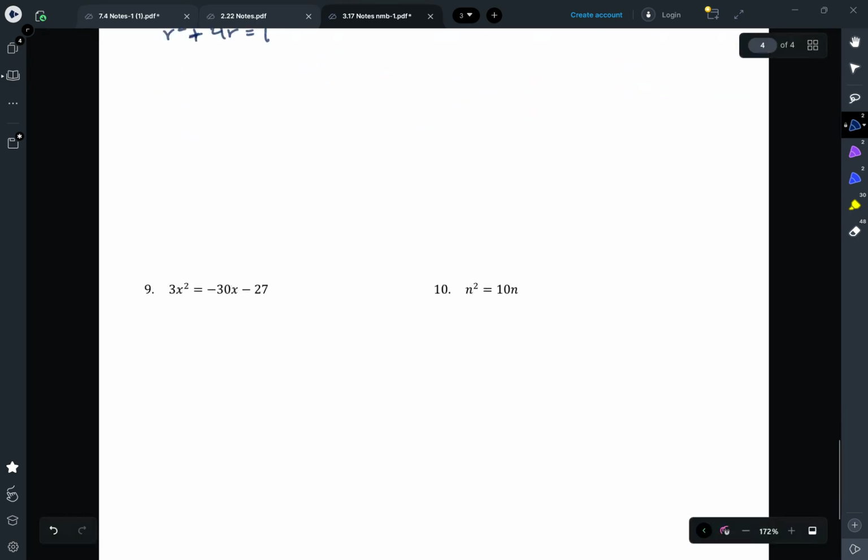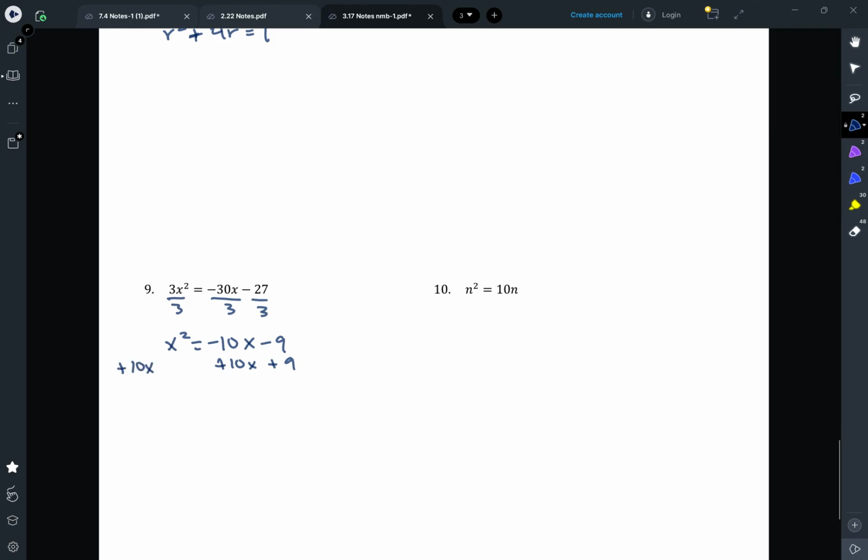The last two, let's see, on 9, I would want to divide by 3. When I divide both sides by 3, when I divide the right-hand side by 3, remember, it's like distributing that division. I'm really taking -30 and dividing by 3 and the -27 dividing by 3. So x squared equals -10x minus 9. I'm pretty sure this one's going to be factorable. So let's just make it equal to 0 real quick to check. Remember, because I'm trying to make it equal to 0, I'm allowed to do the plus 10x plus 9 in one step. Otherwise, I would not be. This one's definitely factorable. So we're going to factor and use the zero product property.